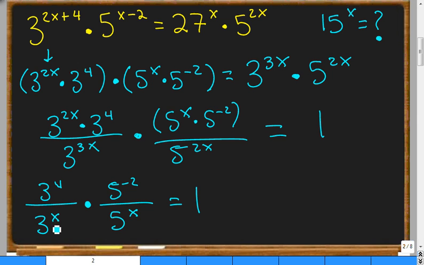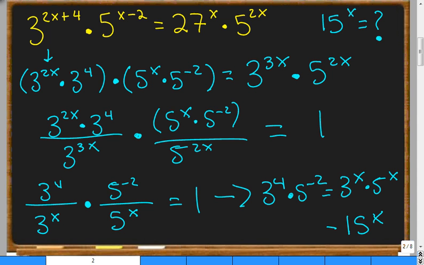This is the same thing if I multiply these back over. This is the same thing as 3 to the 4th times 5 to the negative 2 equals 3 to the x times 5 to the x, which would mean that 15 to the x has to equal 3 to the 4th times 5 to the negative 2, which we could simplify, right? So 3 to the 4th is 81. 5 to the negative 2 is 1 over 25. And so you could end up simplifying this to 81/25.